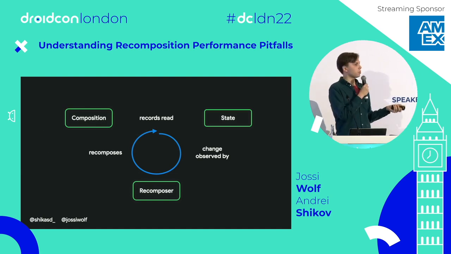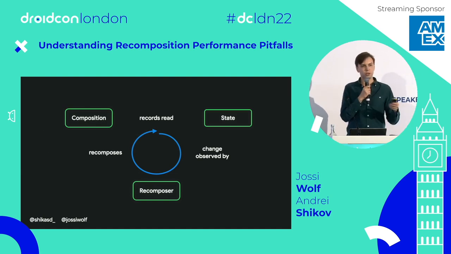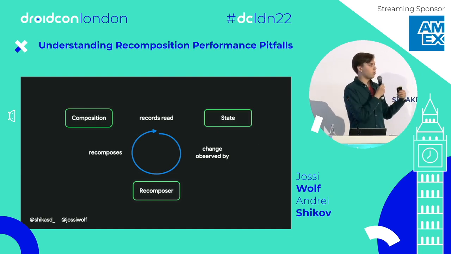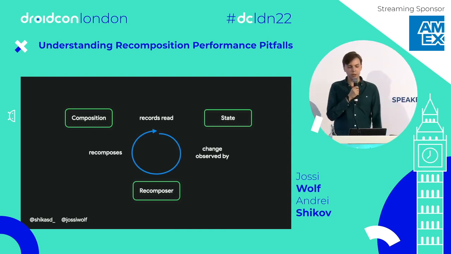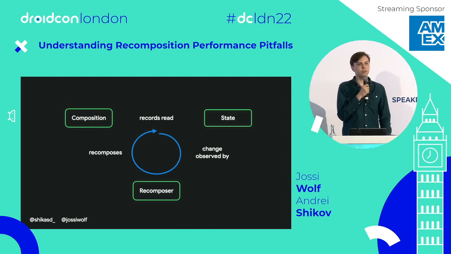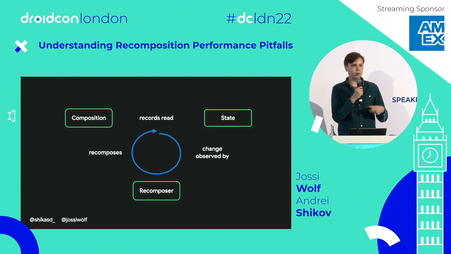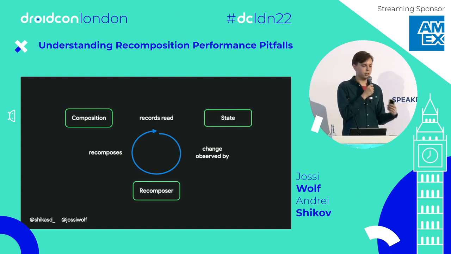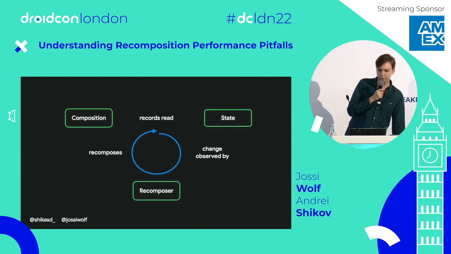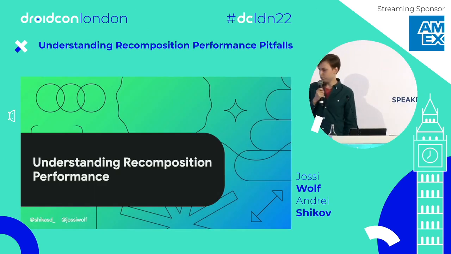And this is the most important part to remember for the rest of this talk, because we'll be talking a lot about how to optimize recomposition, but most of the recompositions are caused by states. So effectively, we'll be talking about how to work around reads and writes of the states in composition. And with that, switching to Jossi.